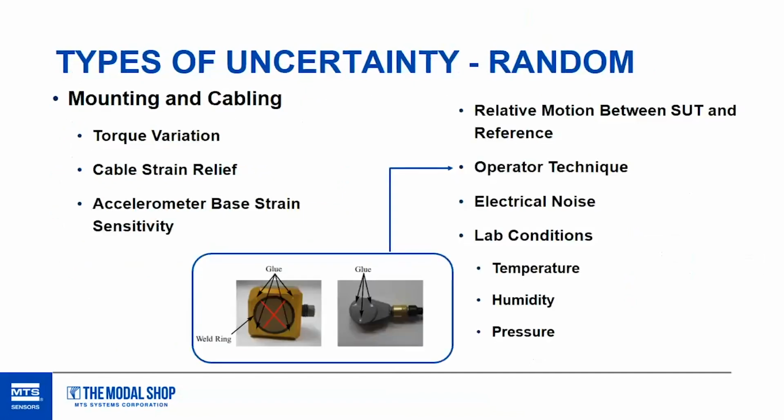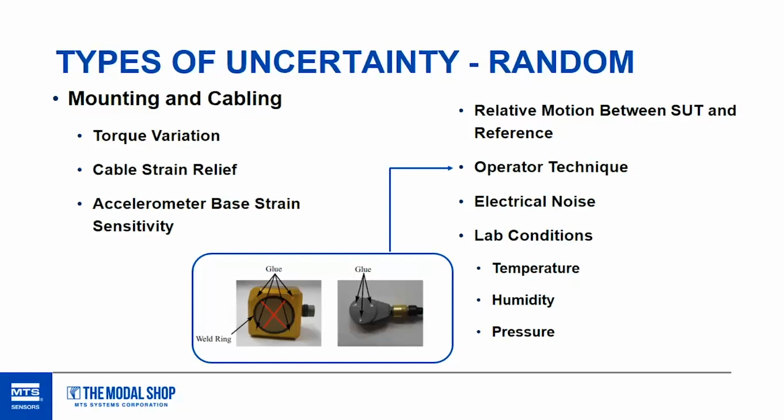Types of stuff you'll see in random uncertainty is everything to do with mounting and cabling. This is probably the biggest thing that we see that's inconsistent, just because things like cables don't hold up perfectly over time. You can get connectors that have issues on sensors over time, and just really how an operator connects a cable or how they use strain relief on a cable can have a pretty big effect on the measurement uncertainty, specifically at low frequency.